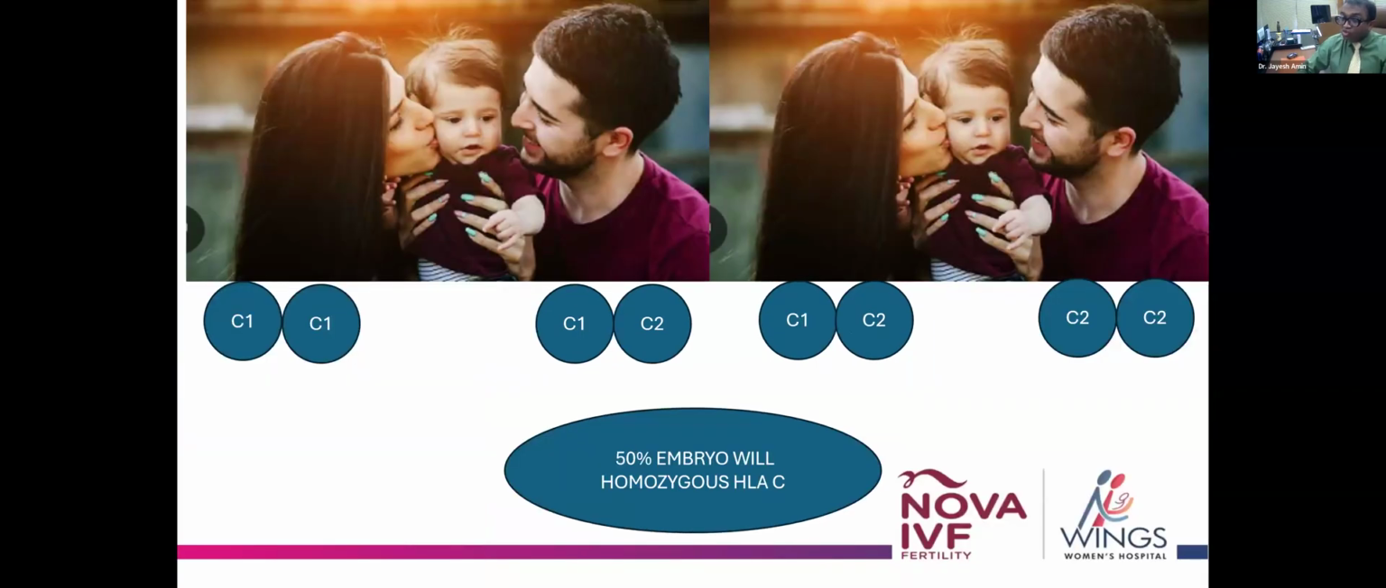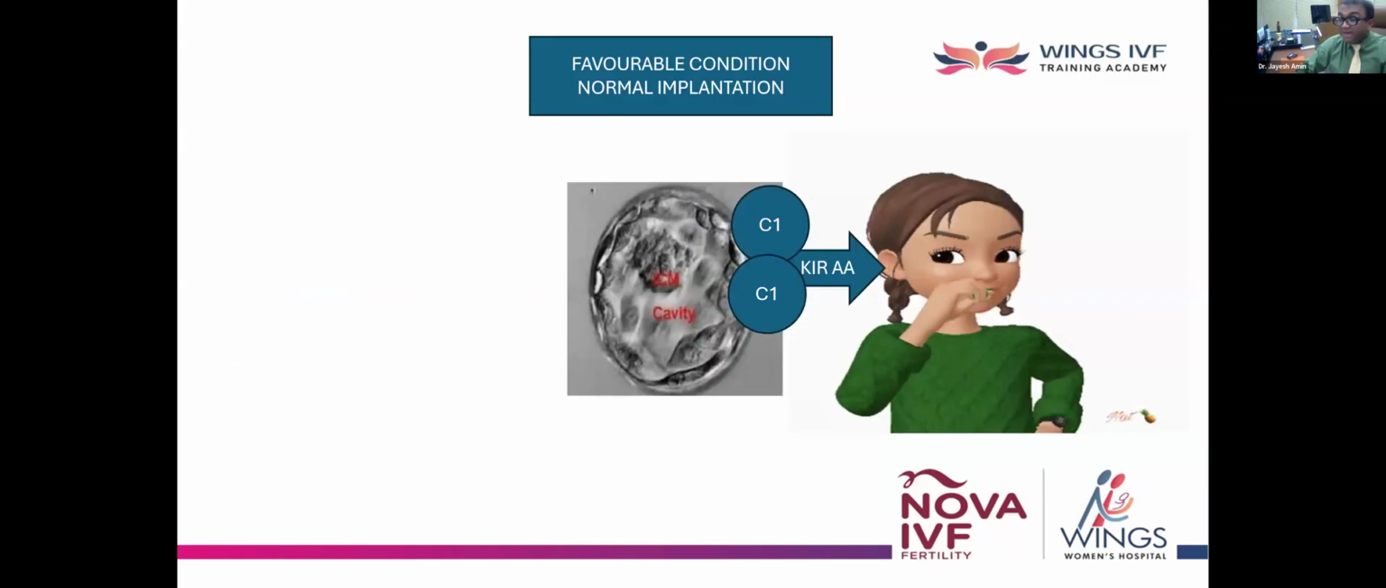In both conditions, when there is more C1 and more C2 babies, these are also patients who require single embryo transfer, when there is 3C1 or 3C2 in the husband and wife.